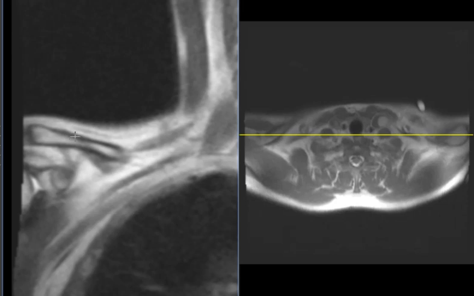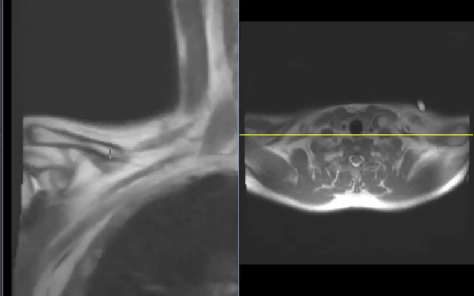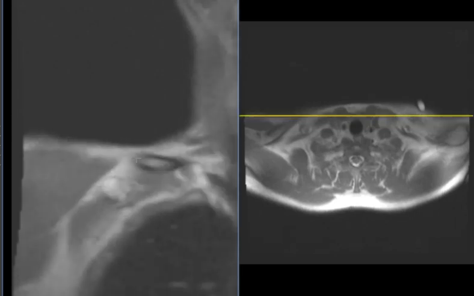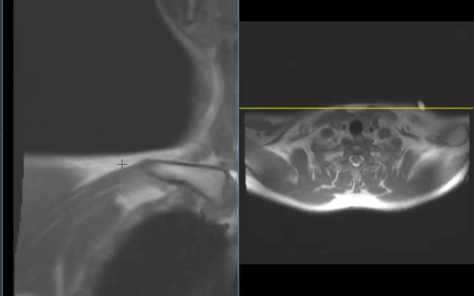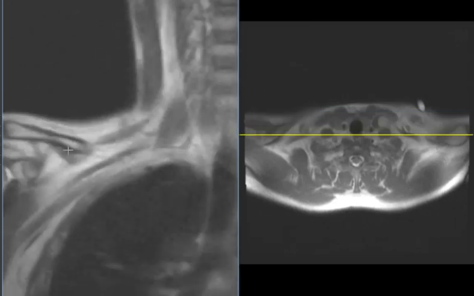We see the black line, which is the cortex. We see the white area here, and that's the marrow. And we're going to follow this across. We see the bone is continuous. There's no evidence of a fracture. Here's the sternoclavicular joint. So nice, normal right clavicle.